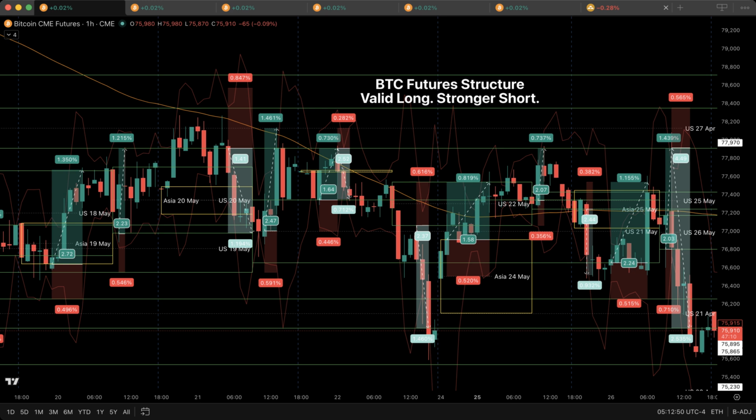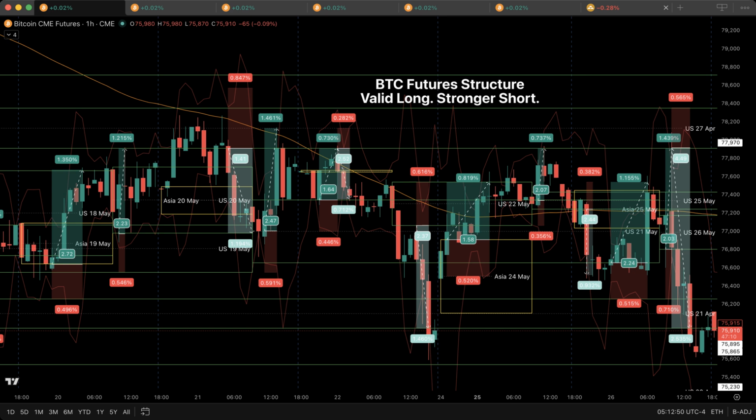4.49. This is the stronger setup. The short entry sits at the April 27th U.S. lower boundary because price already tested that memory and failed to hold above it. If price reclaims April 27th U.S. lower boundary and keeps distance, the long can continue.